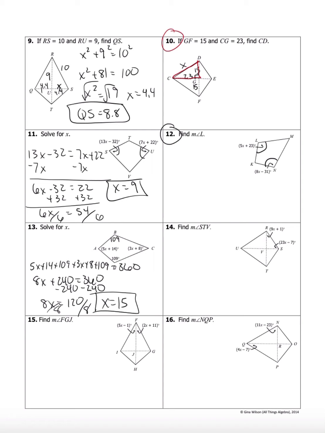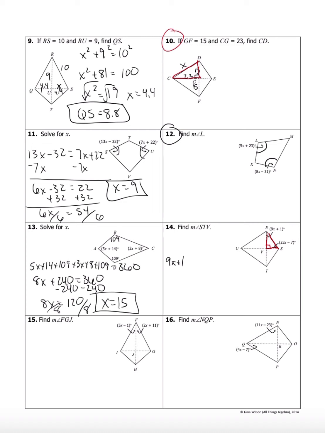Okay, let's look at 14. 14 looks a little bit different to me. We're finding STV. We're finding this angle in here. So this angle that we're looking for is going to be the same as this angle here, this 9x plus 1. So I'm going to look at this triangle right here, this part of the diagonal. Remember, diagonals are perpendicular. So I'm going to add those two plus 90 equal to 180 to make that triangle.